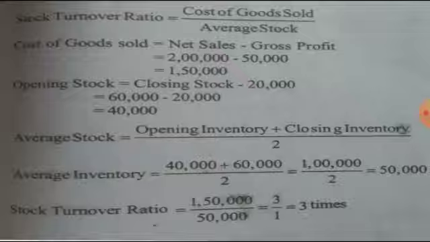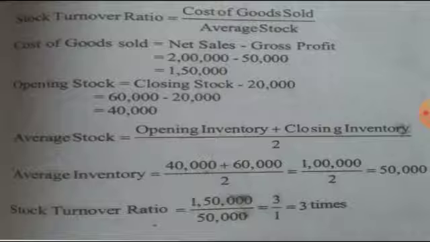So again I repeat this sum. Stock turnover ratio is equal to cost of goods sold divided by average stock. So cost of goods sold you have already found out, which is 1,50,000, which you can calculate directly when net sales and gross profit are given. So net sales is given as 2 lakhs and gross profit is 50,000. So subtract 2 lakhs minus 50,000, you will be getting 1,50,000. And the next step is average stock, you have to find it out.